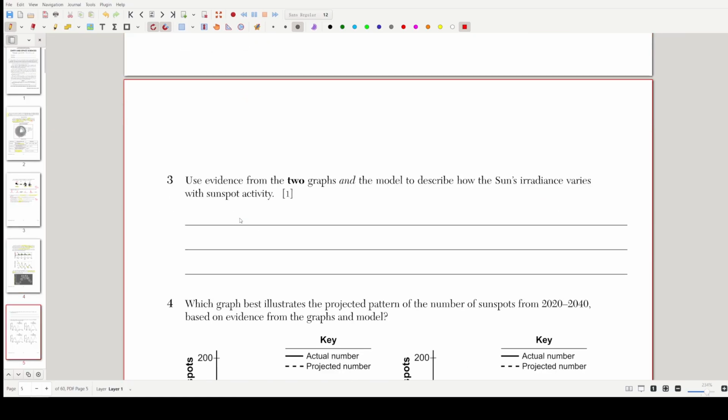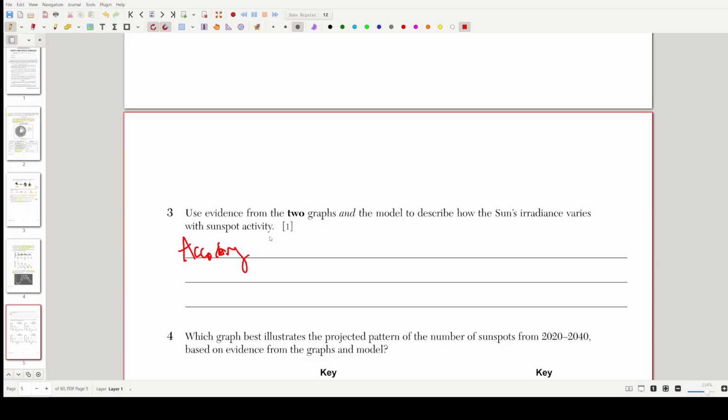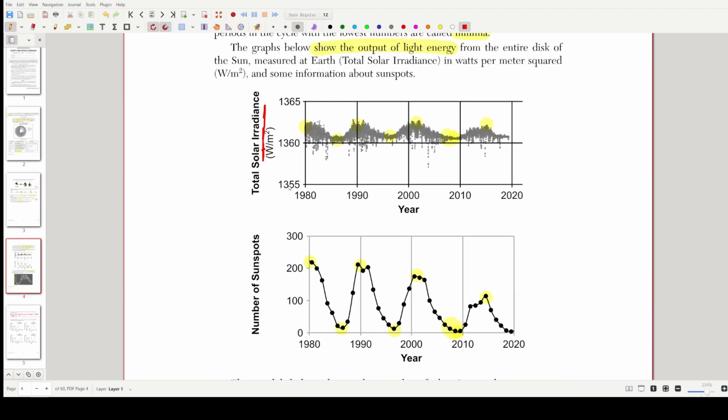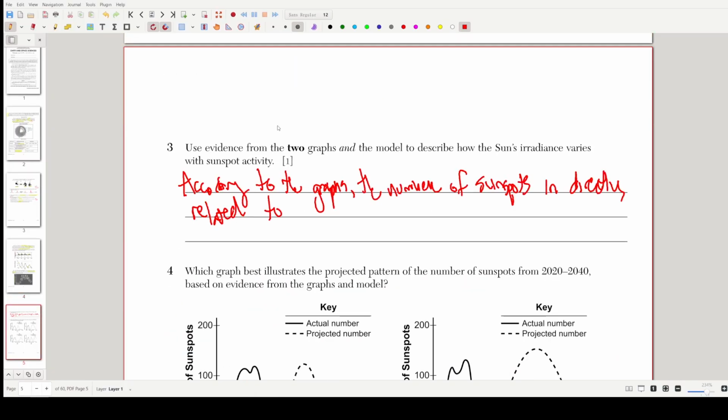So we're going to say, according to the graphs, the number of sunspots is directly related to the total solar irradiance. I don't know how to spell. Oh, it's in the question. Okay, total solar irradiance. And we're going to give an example of that.